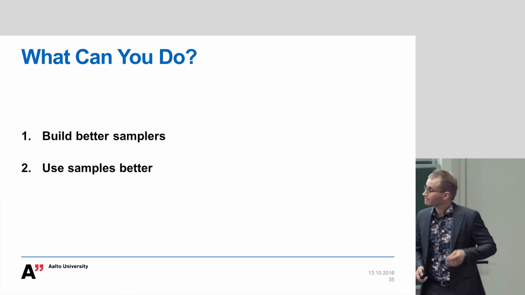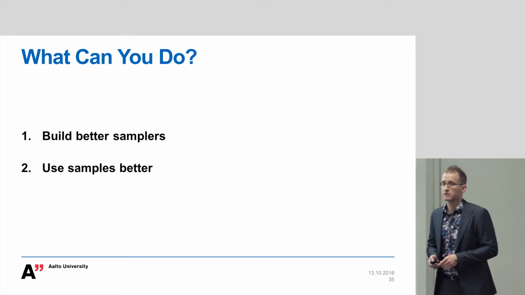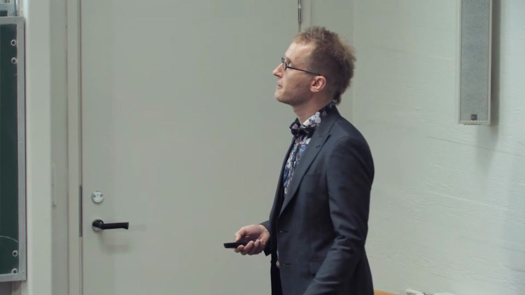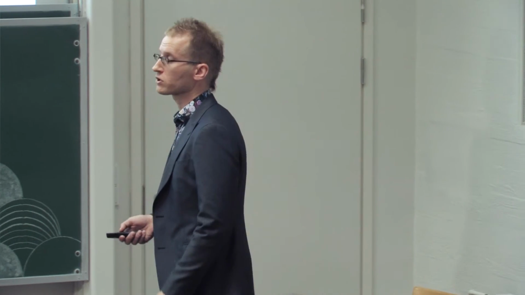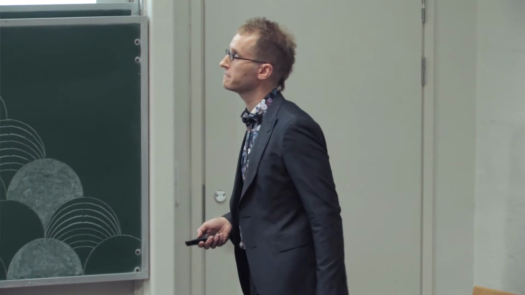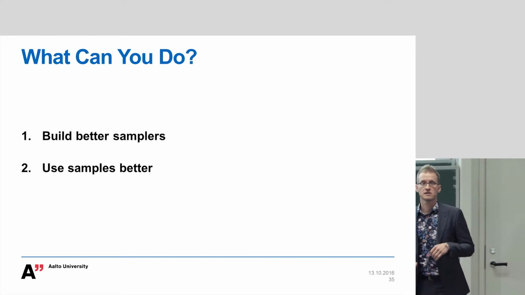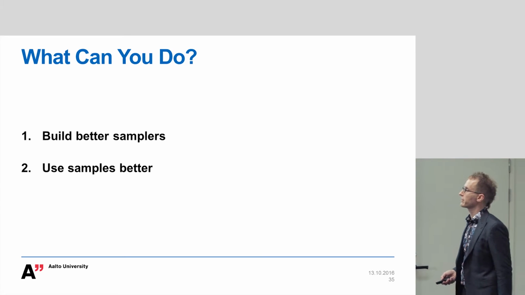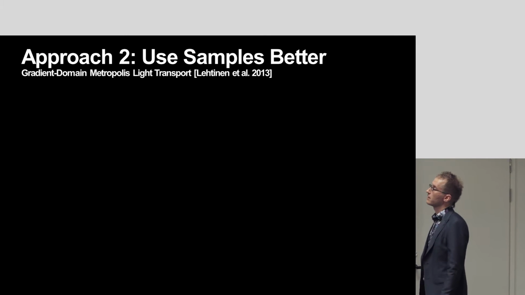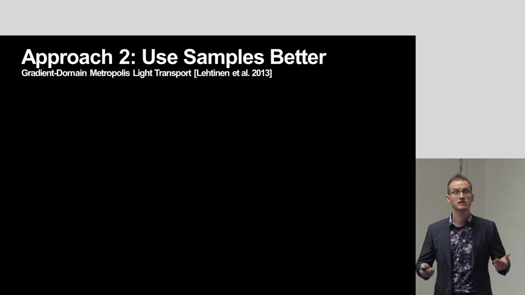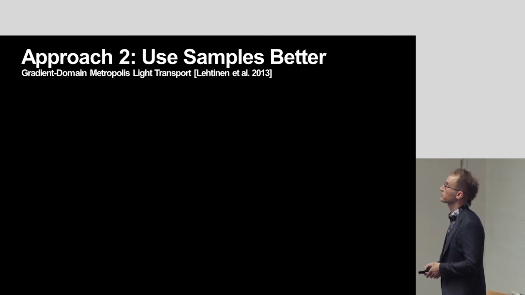So what can we do about this? We can build samplers that draw better light paths, and that's been worked on for decades, and we're also doing work on that, but I won't talk about it today. A second avenue is use your sampler and use the samples that you got better. And one example of this is a fundamentally novel kind of image synthesis algorithm that we published in 2013.